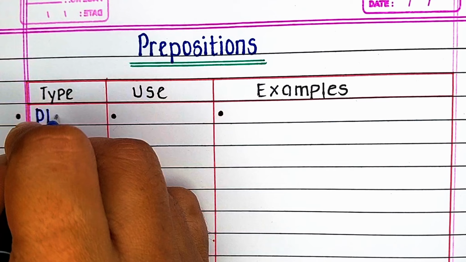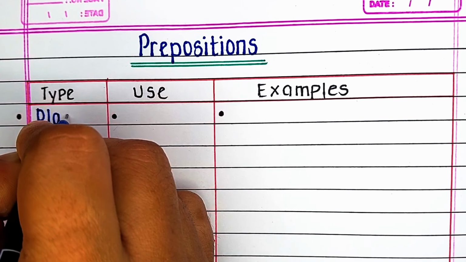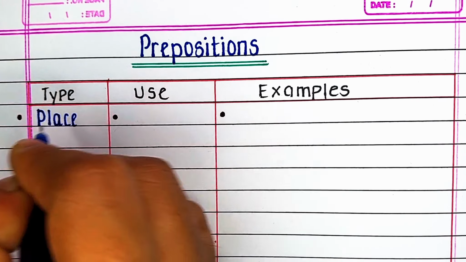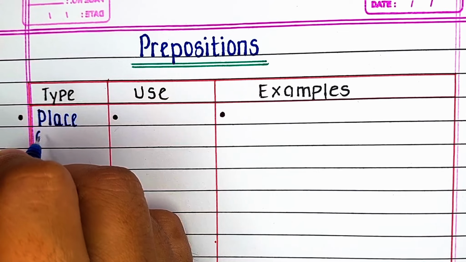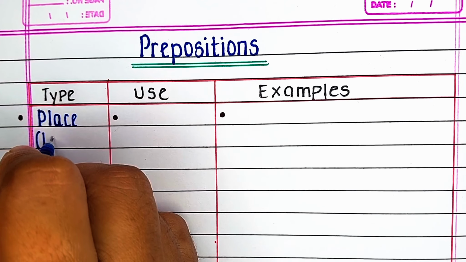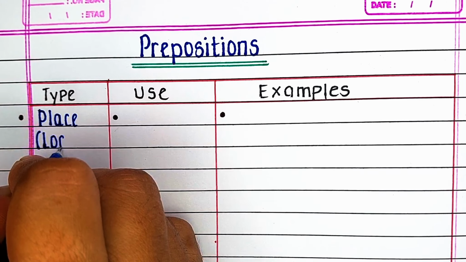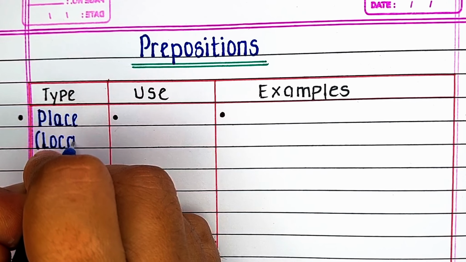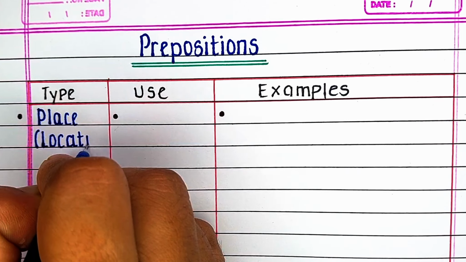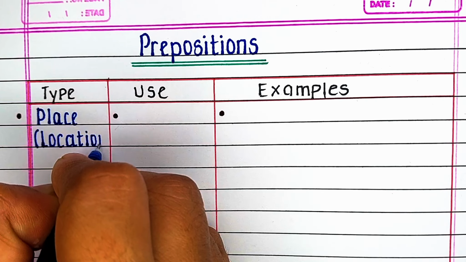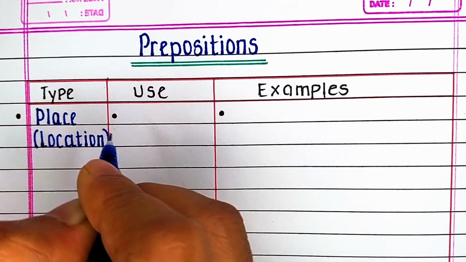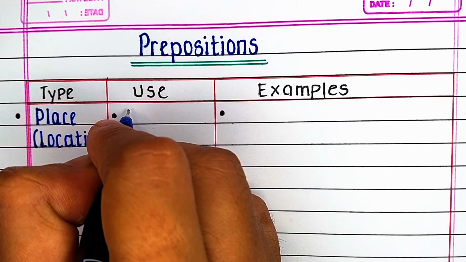In this video, we are going to learn a very important topic in English grammar, prepositions. In this video, we will learn its definitions. We will focus on their types, under what circumstances you can use each type, and we will also understand their use with the help of suitable examples.